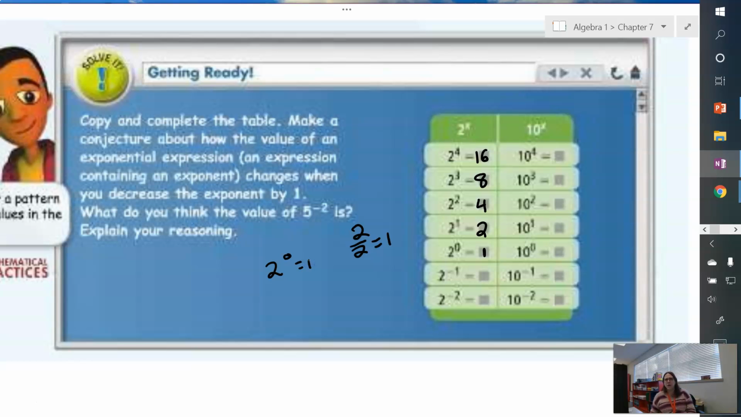Now if I keep going, let's reduce my exponent by 1 more. Now I'm at 2 to the negative 1. I'm still going to divide. So 1 becomes 1 over 2. And then if I go again, 2 to the negative 2, divide again, I get 1 over 4.